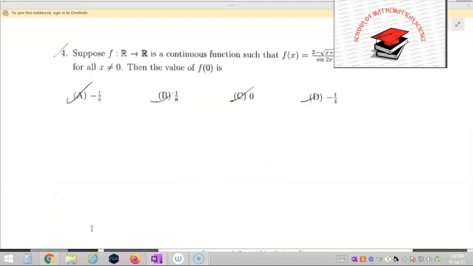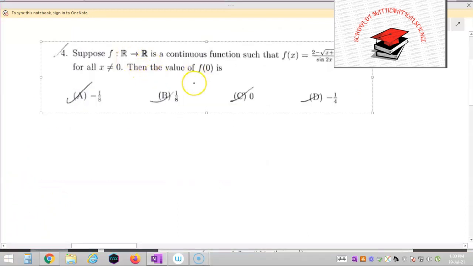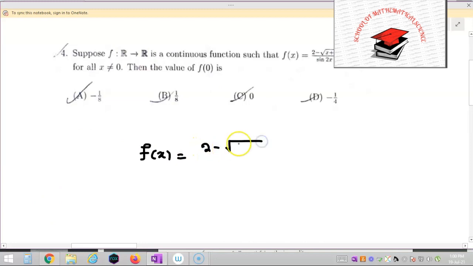Question number 4 says that f from R to R is a continuous function such that f of x is equal to 2 minus root over of x plus 4 by sine 2x.